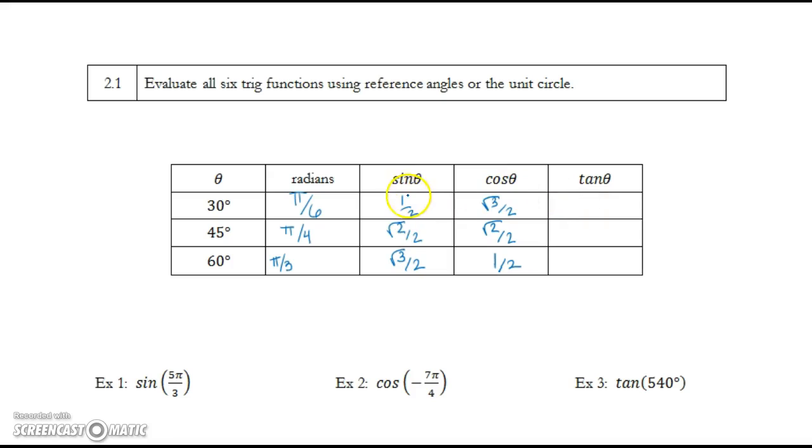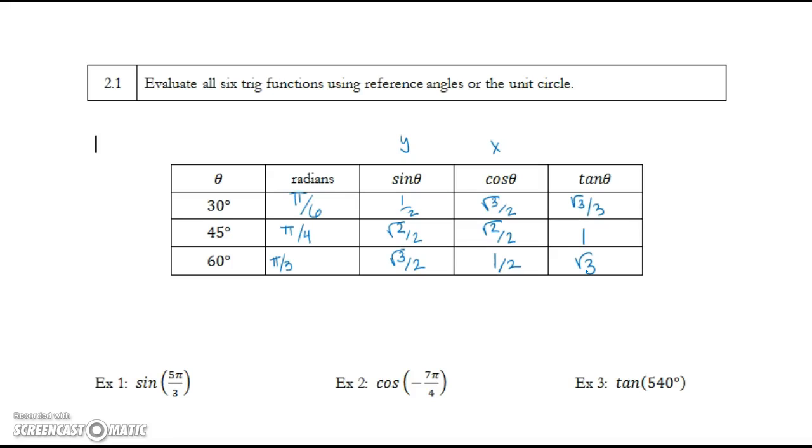Tangent is y divided by x, or sine divided by cosine. And if we take sine and divide by cosine for 30 degrees, and we simplify, we eventually get root 3 over 3. And if we do the same for 45 degrees, take y divided by x, we get 1. And the same for 60 degrees, we get root 3. So you can choose to memorize the tangent column, or you can just do sine divided by cosine.